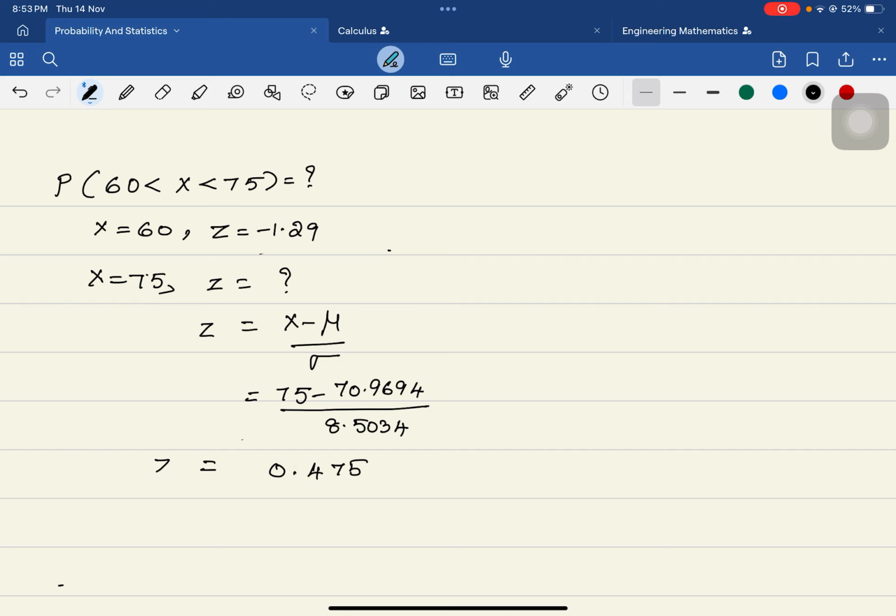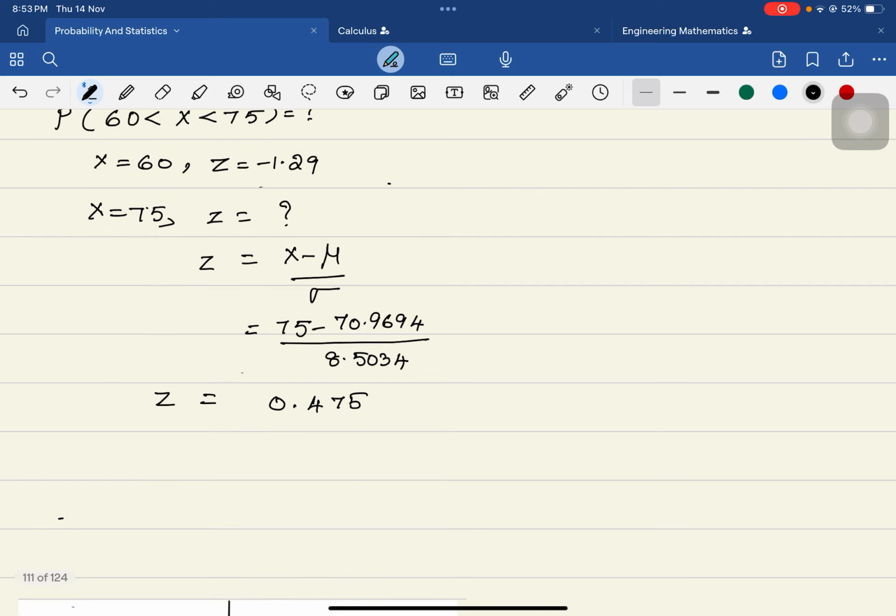0.475. This is the value of z. So, now the area covered under the normal distribution from 60 to 75 is same as the area covered between minus 1.29 and 0.475 under the standard normal variate, under the standard normal curve.